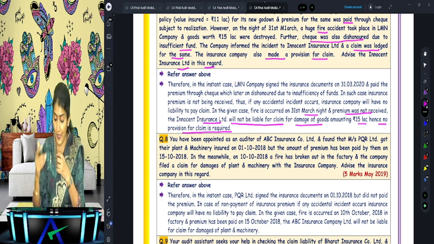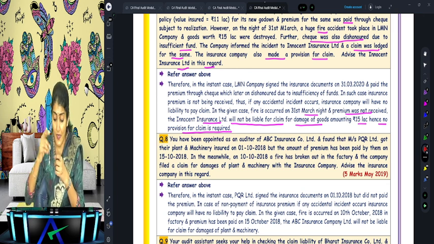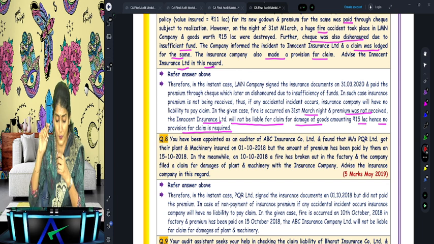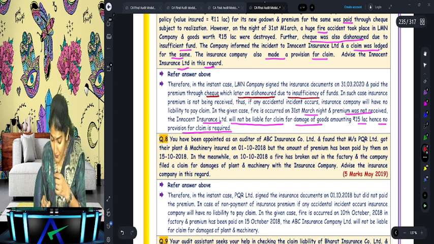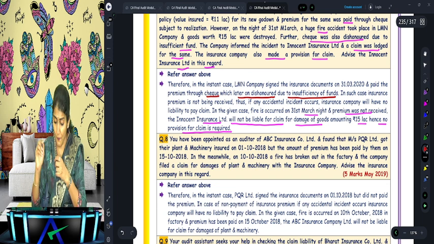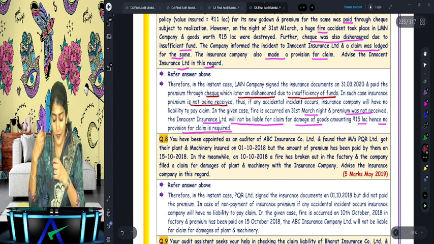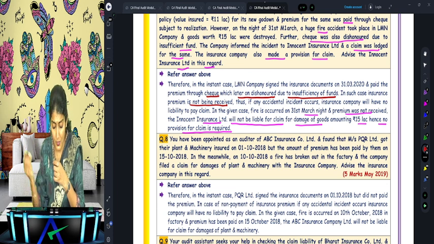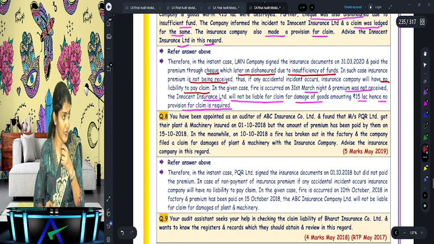Right? So again, you write down first that no risk shall be assumed. Therefore, in the instant case, Element signed the insurance documents on 31st of March and paid the premium through check. But later on, it was dishonored due to the insufficiency of funds. In such case, insurance premium is not being received. Thus, if any accidental incident occurs, insurance company will have no liability to pay the claim. Are you understanding that? Yes.